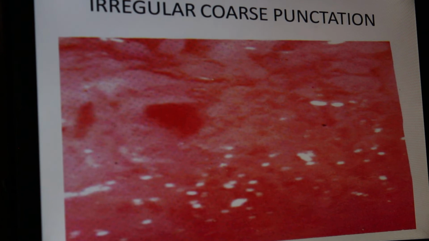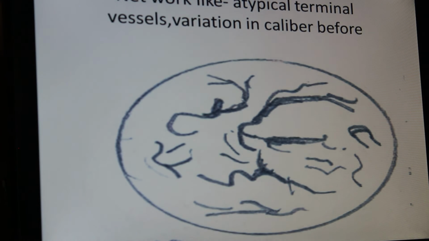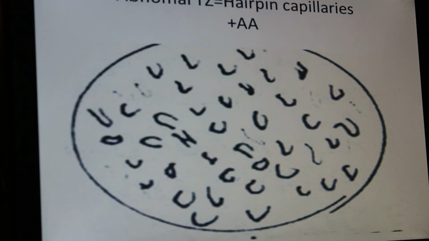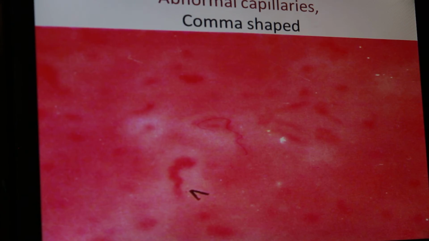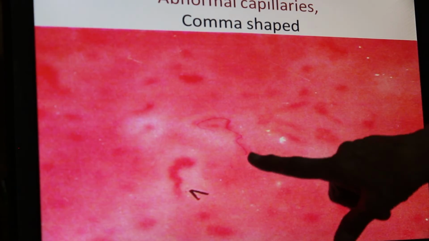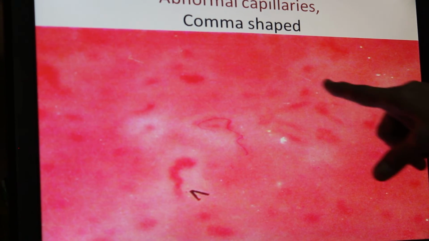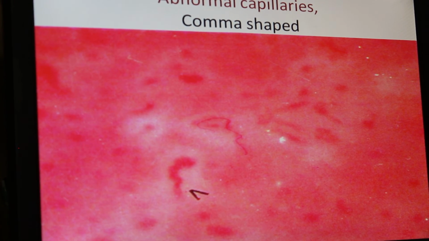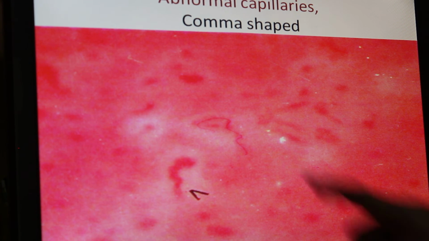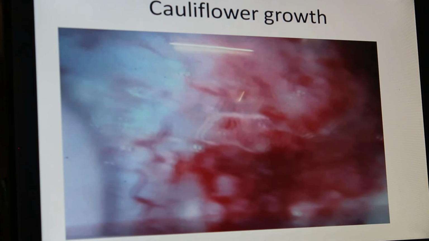Punctations, they look like this. Abnormal capillary pattern may be like this, a diagrammatic representation. Hairpin pattern, these are abnormal. These are corkscrew capillaries with aceto-white areas. These are the punctations. It indicates malignancy. It can be carcinoma in situ, it can be invasive carcinoma. So here colposcopy is positive for cancer. So we look for these abnormal capillaries on colposcopy.